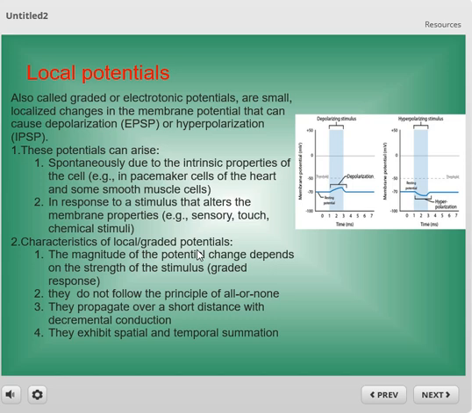In this part, the local potential is called the receptor potential. Okay, I will talk about the receptor potential in the nervous system physiology.